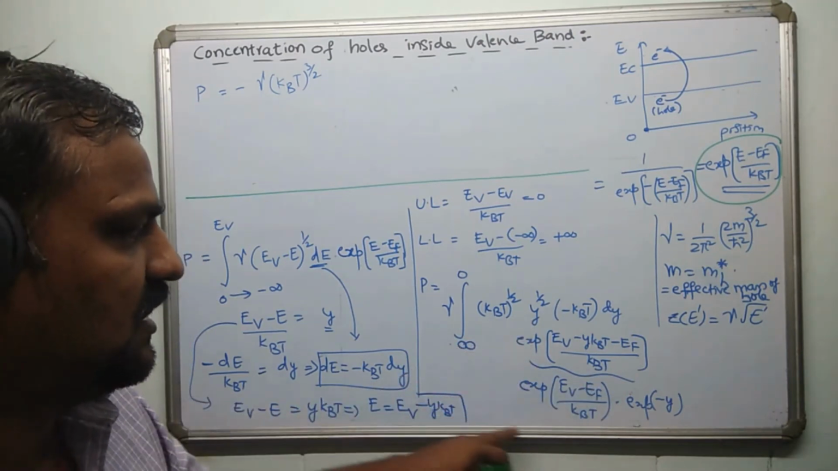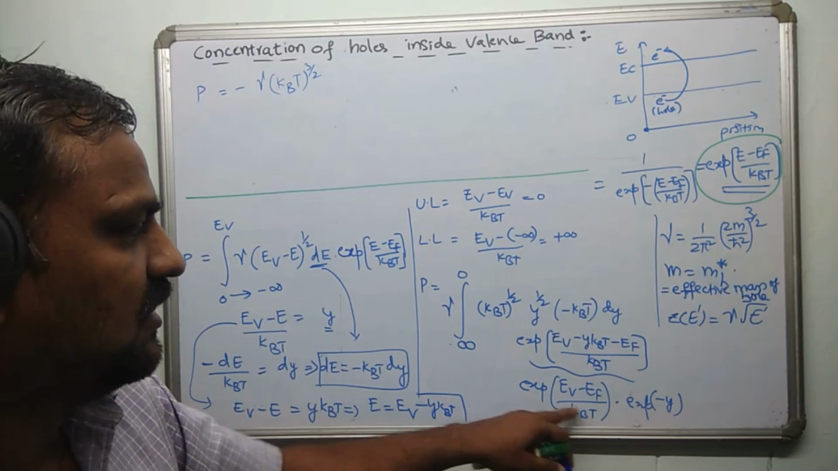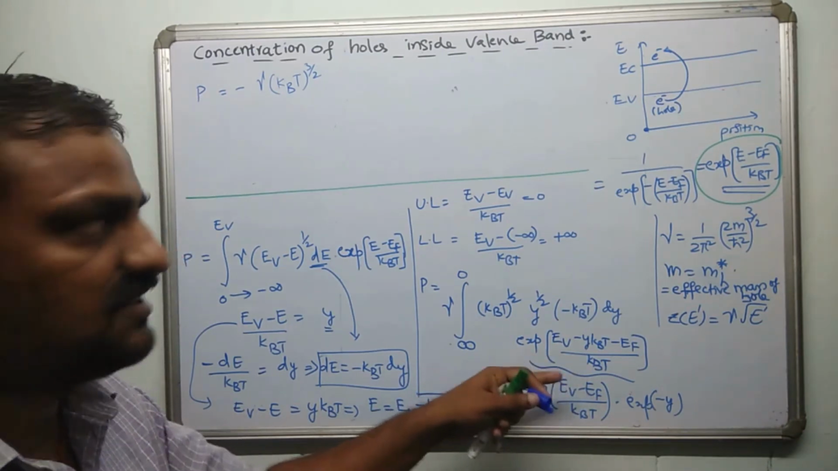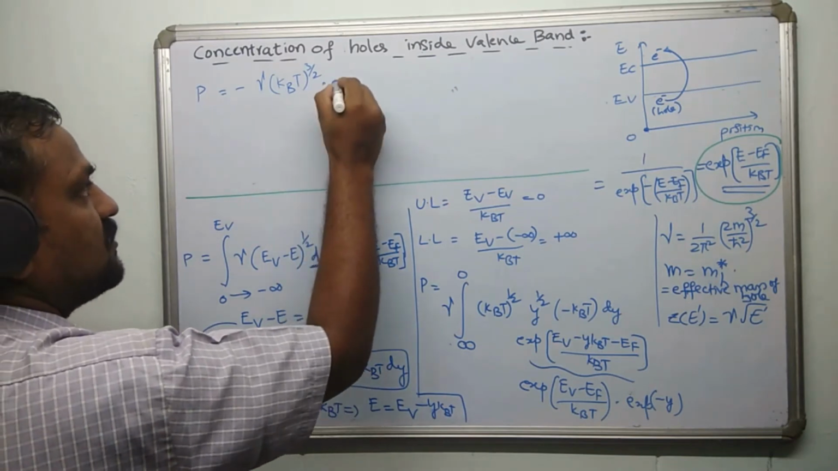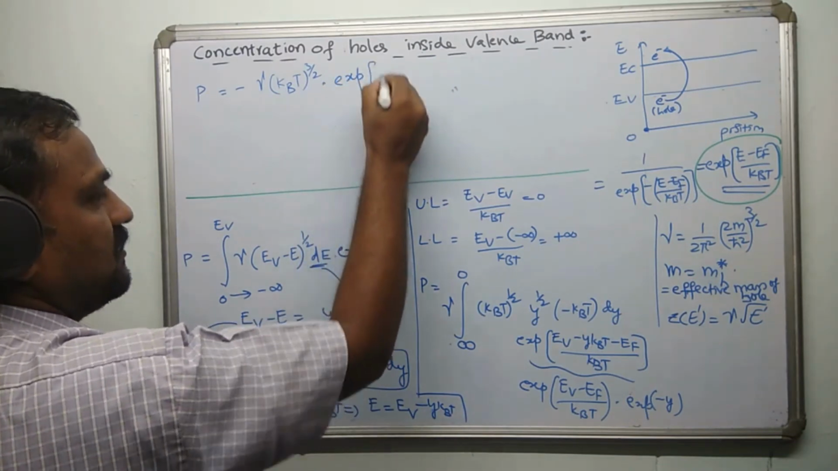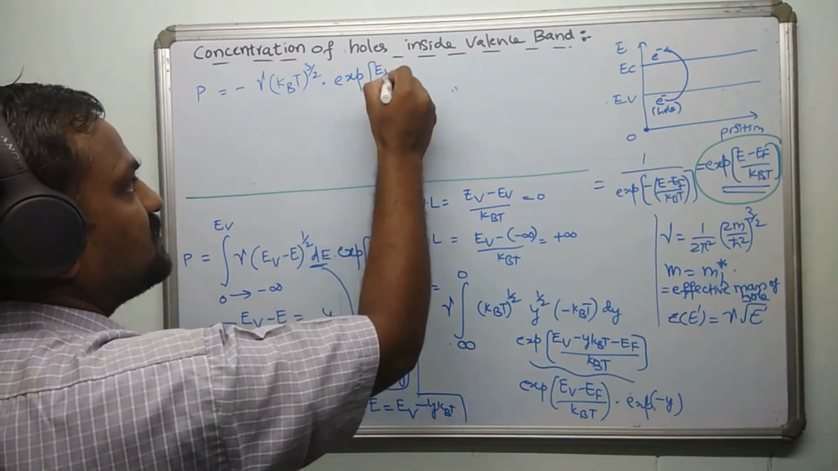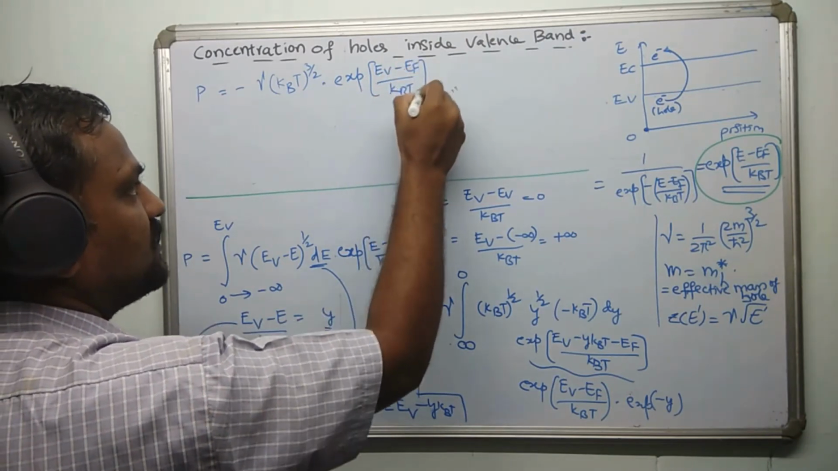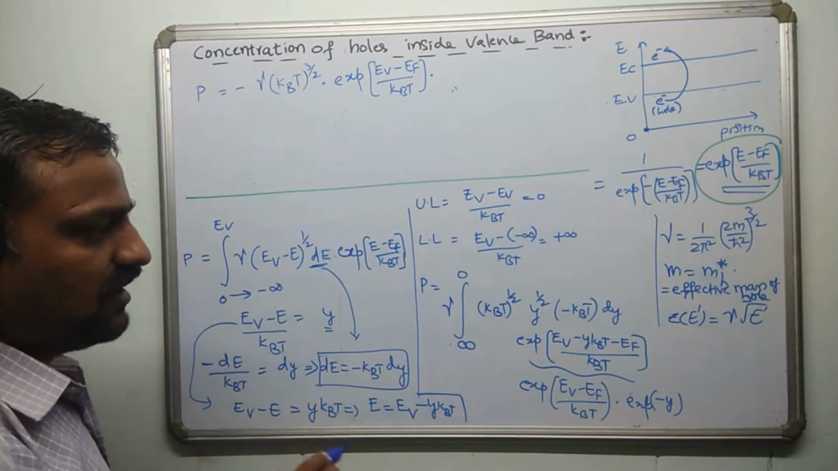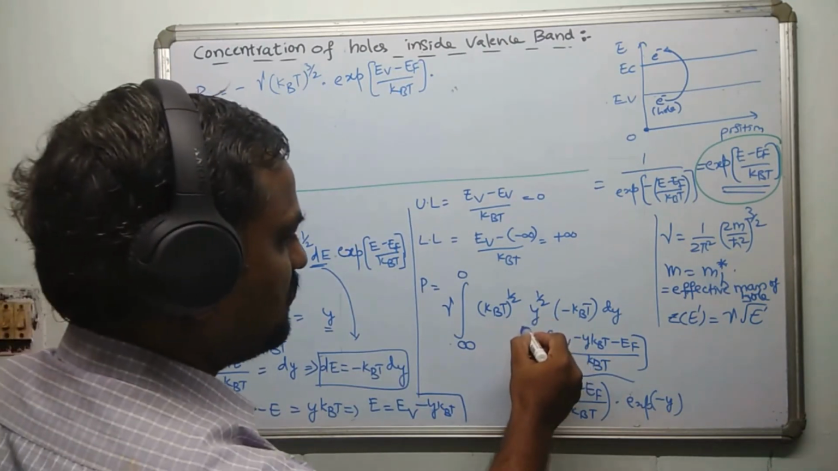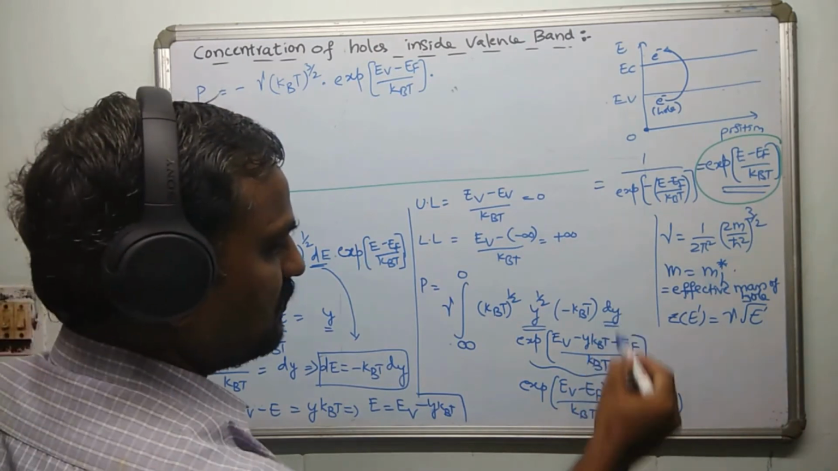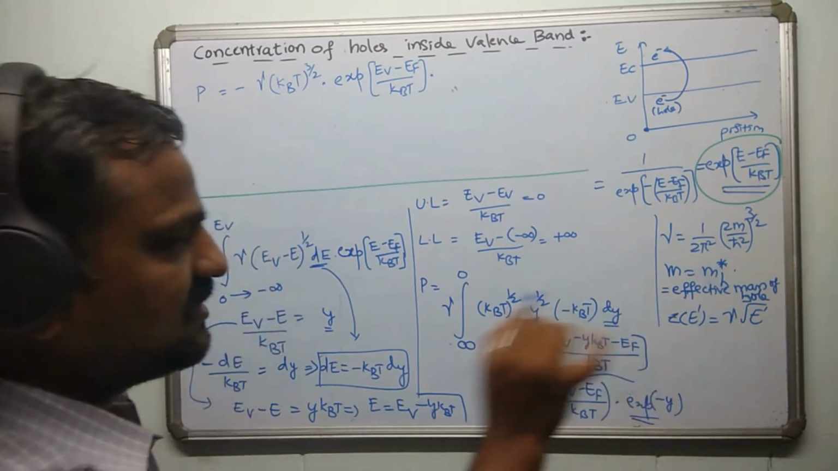Also, please take a look at this term, as this is the exponent. Exponential of (EV minus EF) by kBT is also a constant with respect to integration. So I can write this separately, exponential of (EV minus EF) divided by kBT, this term, into whatever is left over, which is y power 1 by 2 dy and exponential of y. Everything is y terms.